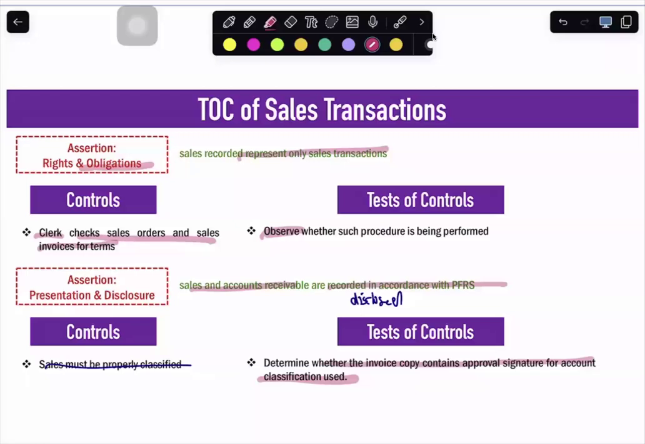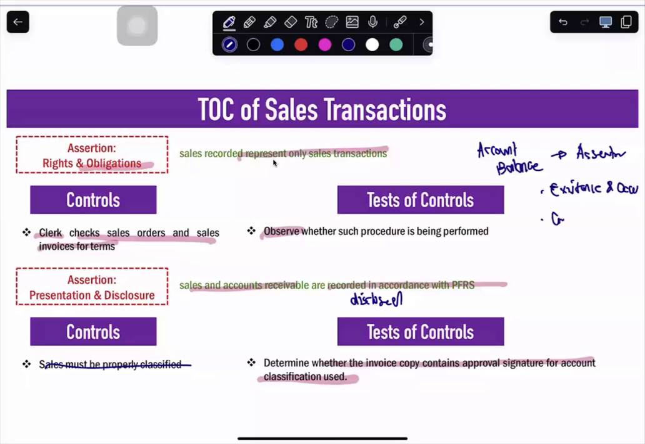So ultimately, guys, since we're looking into an account item or account balance, to test that, we have the different assertions for the account balance. And those assertions are first, we started with existence and occurrence. Next, after existence and occurrence, we have completeness. After completeness, we have valuation and or allocation. Then we have rights and obligations, and then presentation and disclosure.